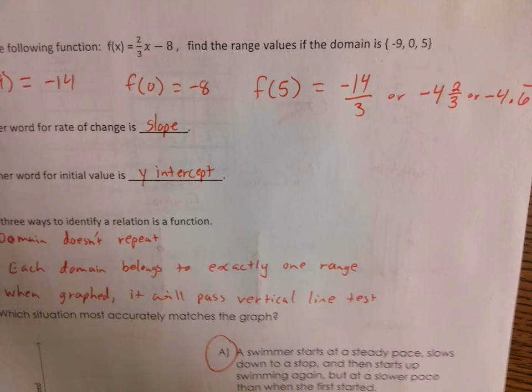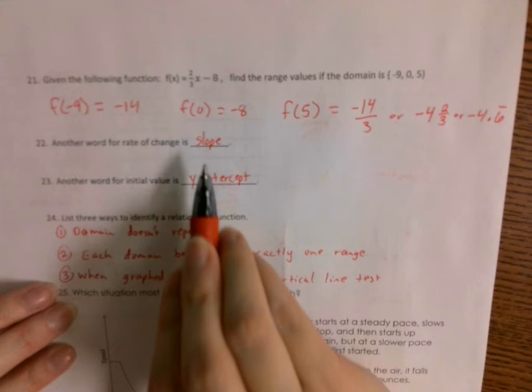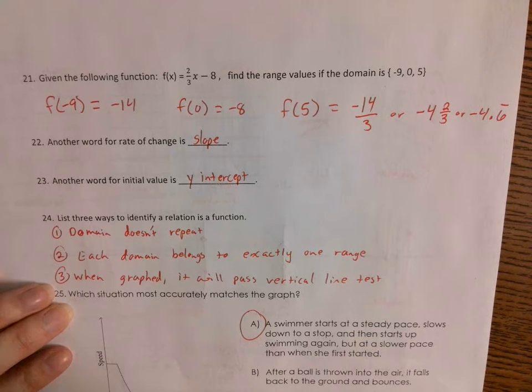Okay. Another word for rate of change is slope. Another word for initial value is y-intercept.